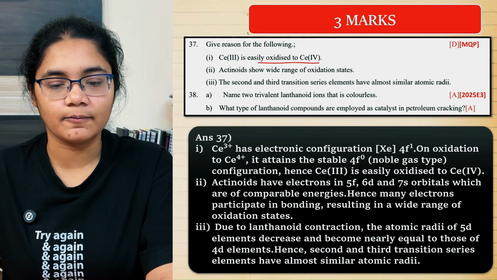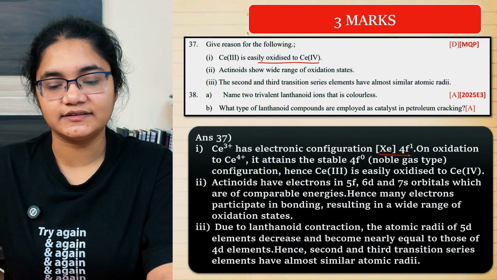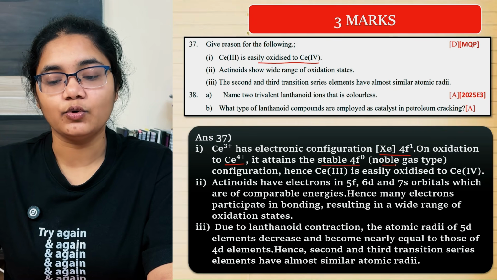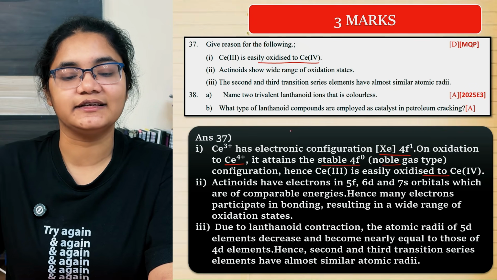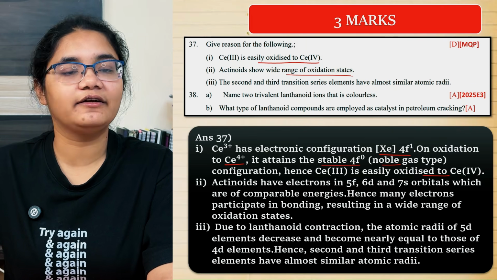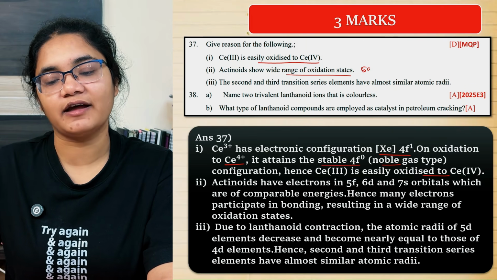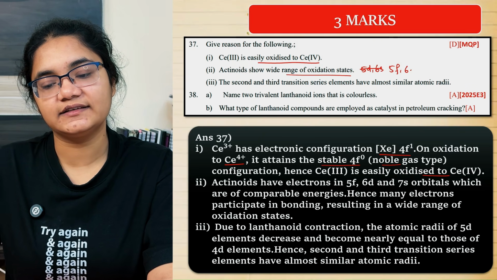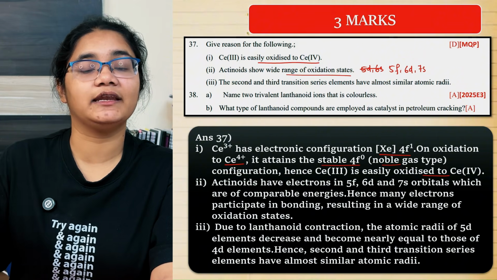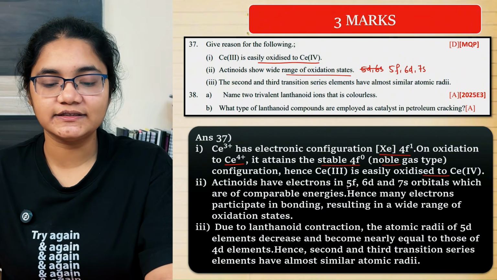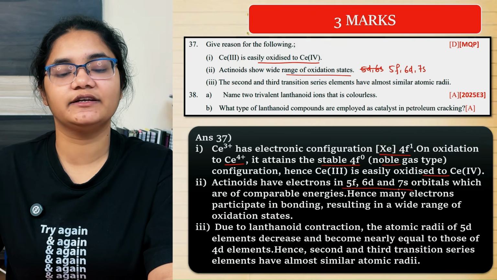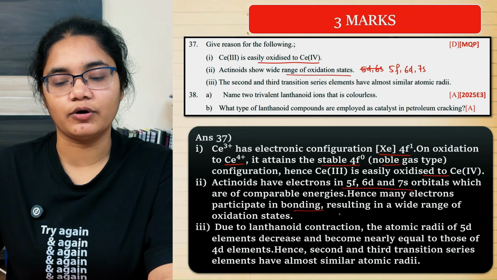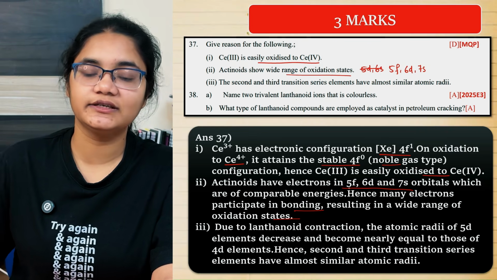Now the cerium +3 has an electronic configuration of Xe 4f1. On oxidation to cerium +4, it attains the stable noble gas type configuration, and that is why it is easily oxidized. Actinoids show a wide range of oxidation states. Actinoids have electrons in 5f, 6d and 7s orbitals, which are of comparable energies. Hence many electrons participate in bonding, resulting in a wide range of oxidation states.